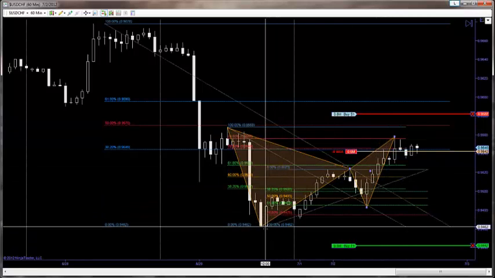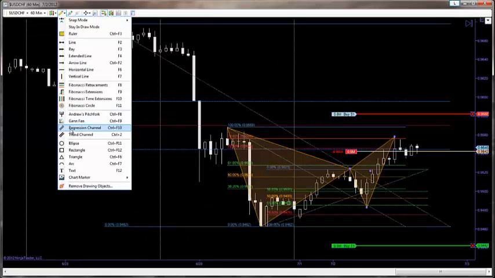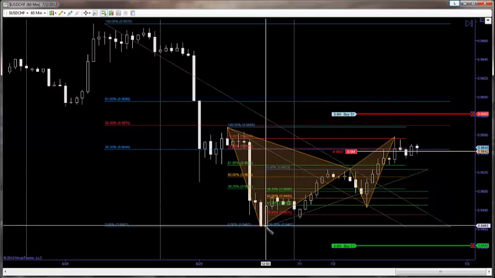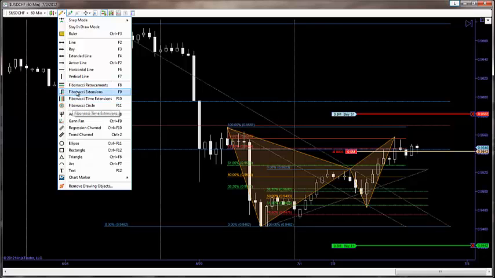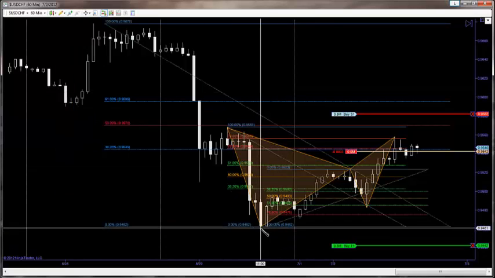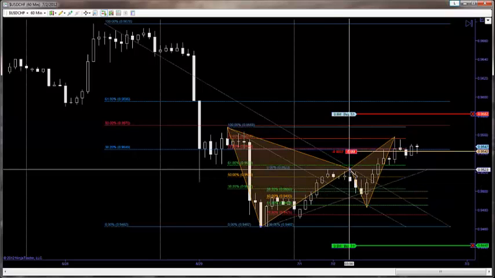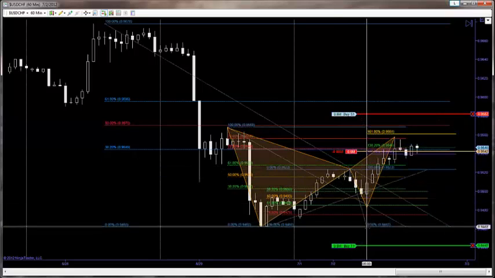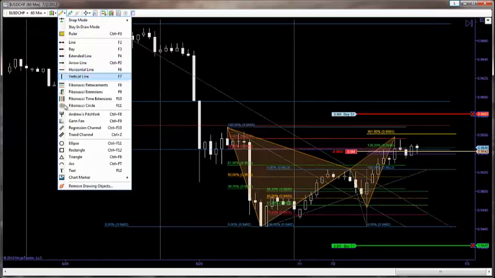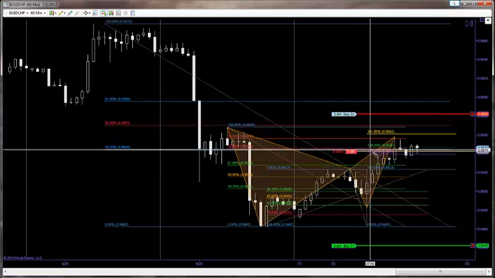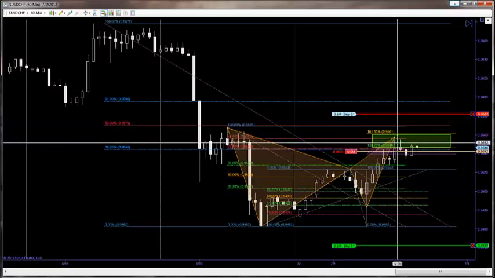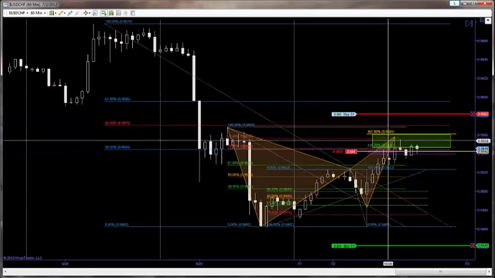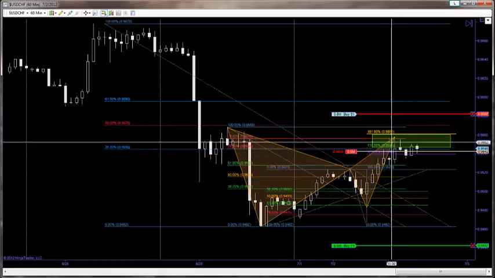Now if we take an extension of this, oh sorry guys, if we take an extension of this right here, we see that my reversal zone, if y'all have seen any of my other videos, falls within this area right here, which includes the pattern completion. Okay, now I wasn't around my trade station when this occurred around 10 o'clock this morning.